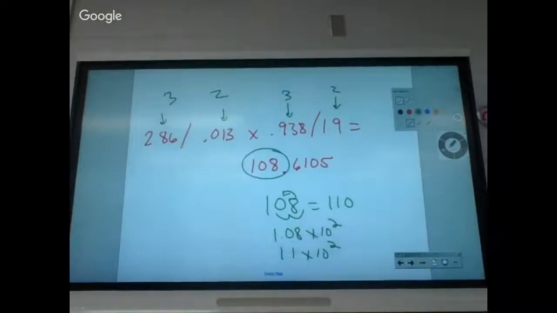When you read your volume and your temperature, it read to the ones place. So when you read to the ones place, how many places behind the decimal were there? 1, because the guess was where? In the tenths place.